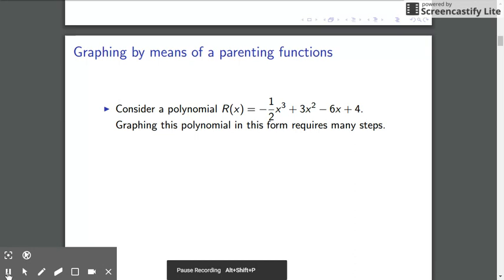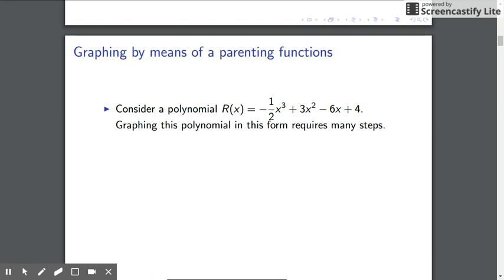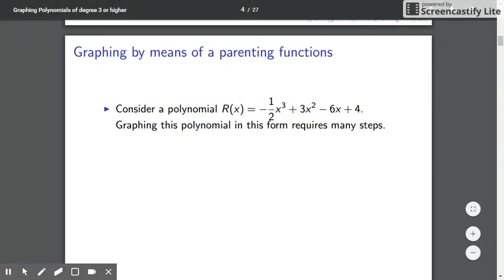So first, we want to start with graphing by means of a parent function. How do we do that? Before actually getting into that, let's give an example of a polynomial. Look at the polynomial r of x equals negative 1/2 x cubed plus 3x squared minus 6x plus 4. By the way, what is the leading coefficient here? Negative 1/2 is the leading coefficient. What is the constant term or constant coefficient? That's 4.